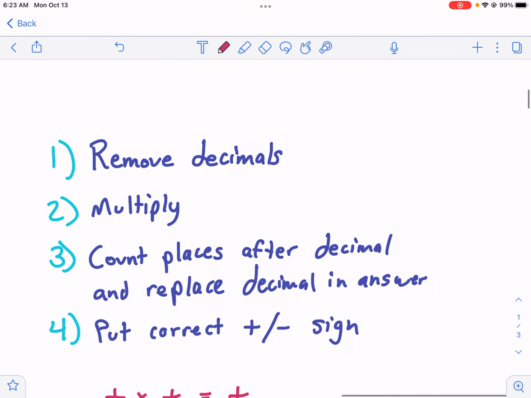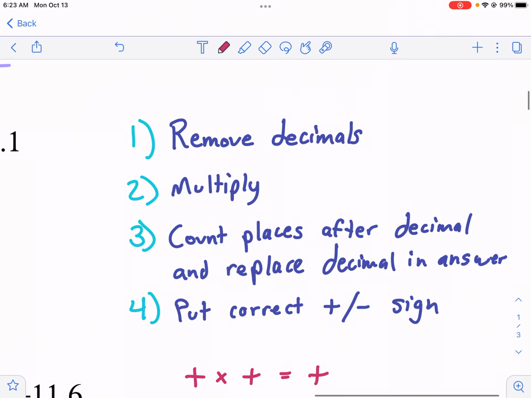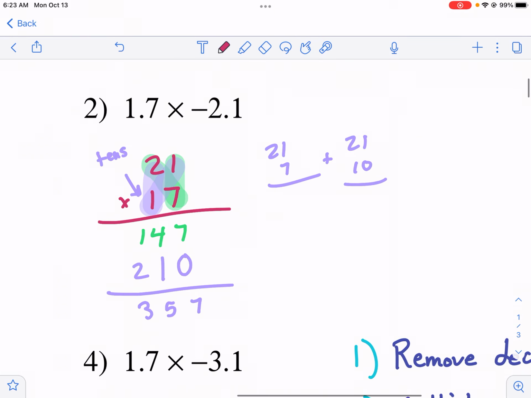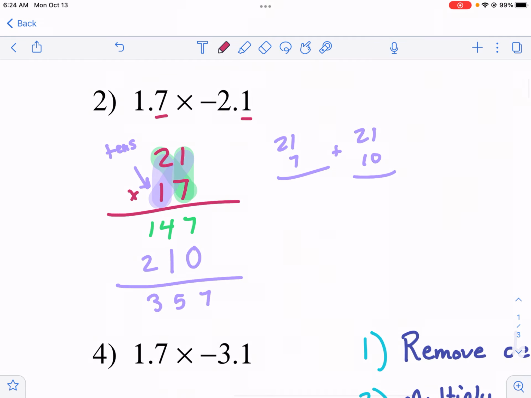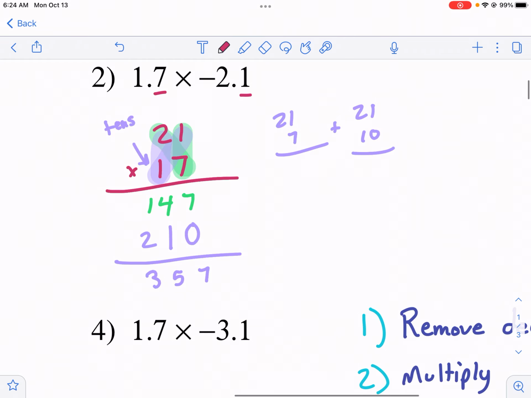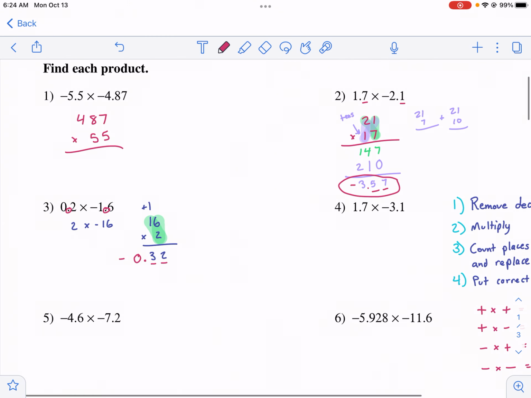But that was only step 2. I need to count places after the decimal and then also put the correct sign. So places after the decimal, I only have 1, 2 here. So in my answer, I need 2 numbers after the decimal, 3.57. My final step is saying I have a positive times a negative. That means I'm going to have a negative. So negative 3.57 is my answer.